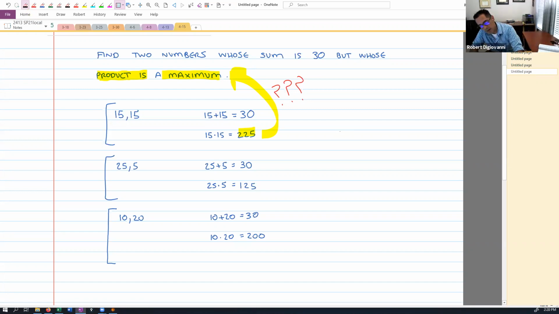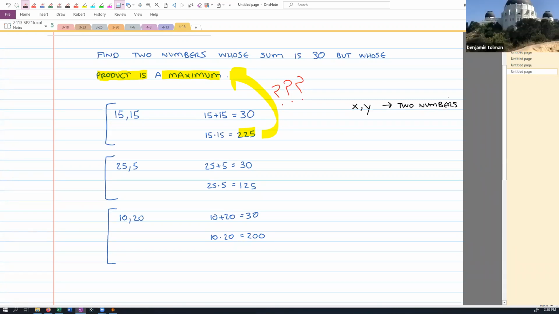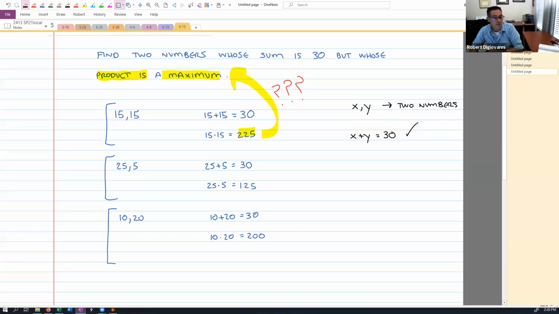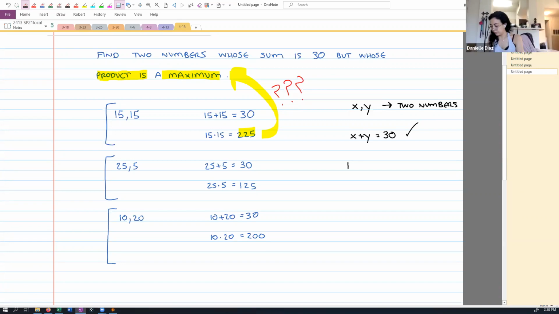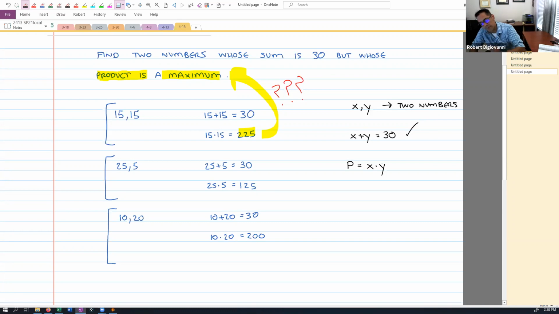Do you all agree that X and Y can represent the two numbers that we're going to pick? Yes. Okay, and do you agree that X plus Y must be 30 in order for this to work? Yes. Do you also agree that the product, I'll call it P, is X times Y? Yes.